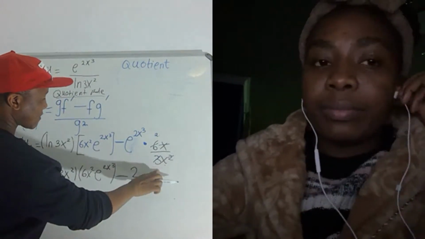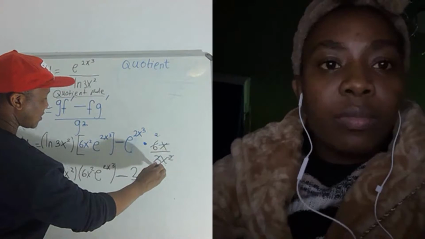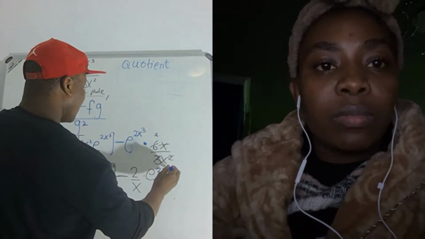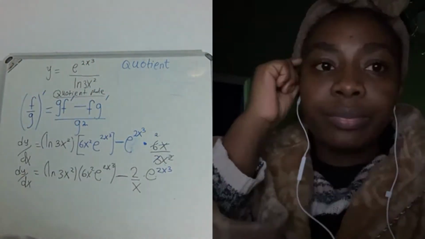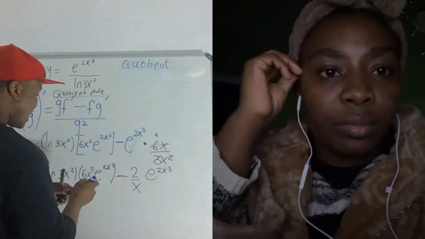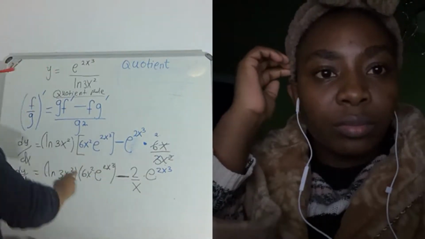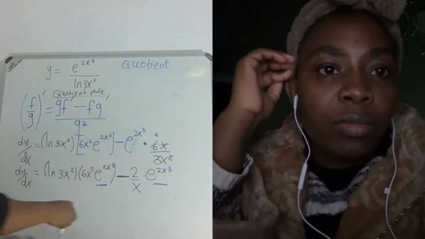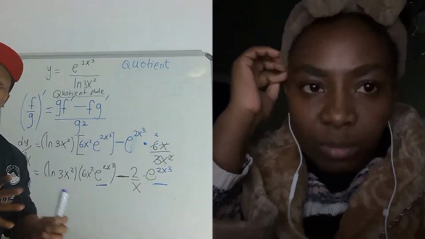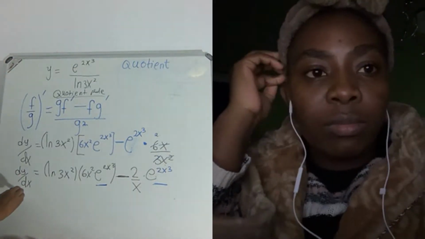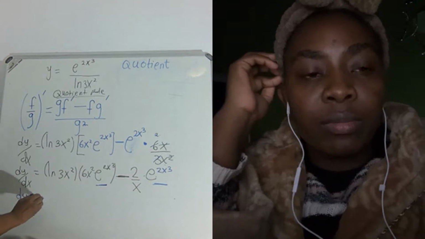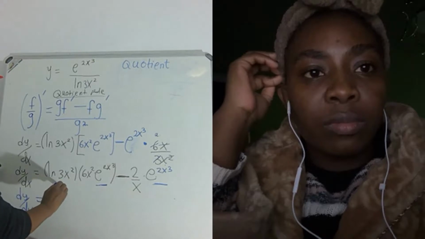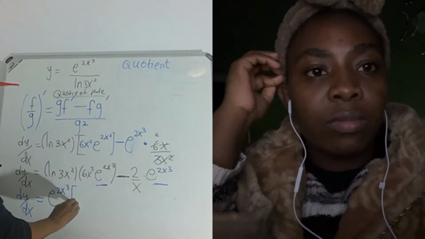So e to the 2x cubed. If you want, since here I have a minus on the left for above, what is the common term here? This is a common term, and this is a common term. I can take it out if you want. So dy/dx equals this, and that is common, so I can take it out. E to the 2x cubed, and then I'm going to put the bracket.